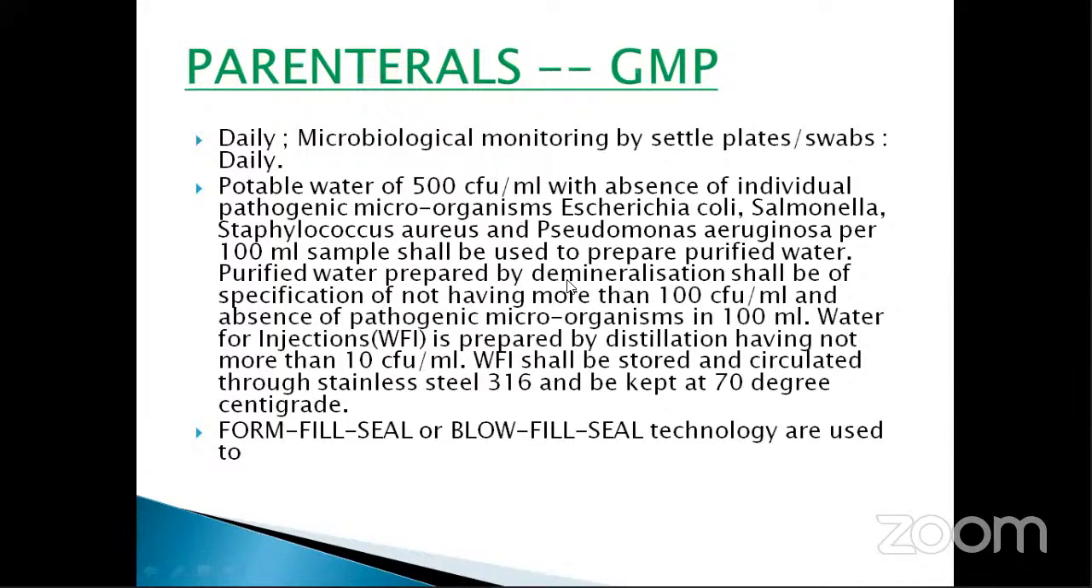And that kind of potable water is used for making purified water. Purified water is prepared by a DM plant, demineralization shall be done to prepare the purified water. That should comply with the specification of Indian Pharmacopoeia, and it should not have more than 100 CFU. From this 500 to 100 CFU per ml, and it also should be absent from pathogenic microorganisms in 100 ml. And if you have to prepare water for injection, that is prepared from this purified water by distillation. So WFI, or water for injection, its quality should not contain more than 10 colony forming units of bacteria per ml.